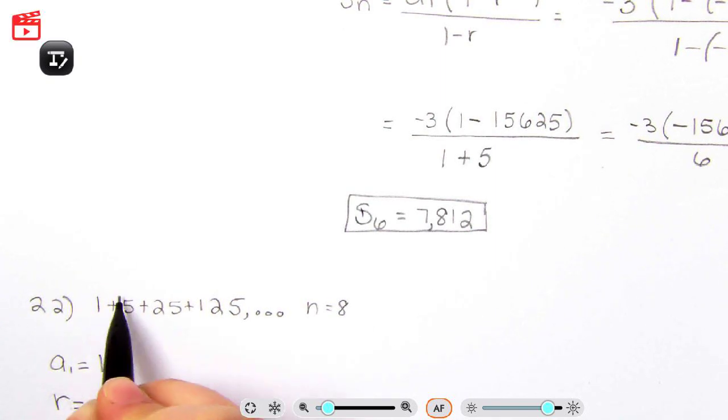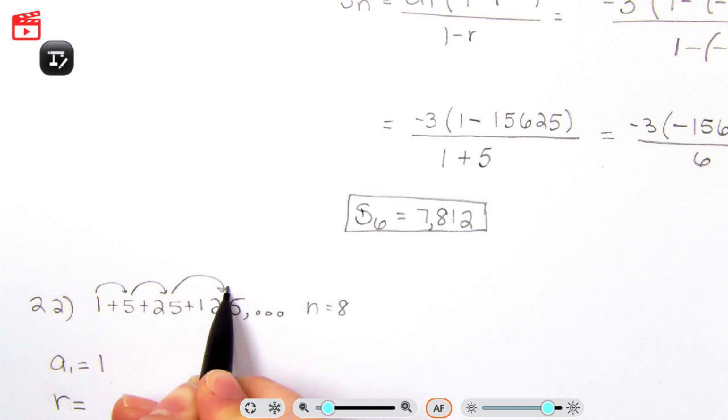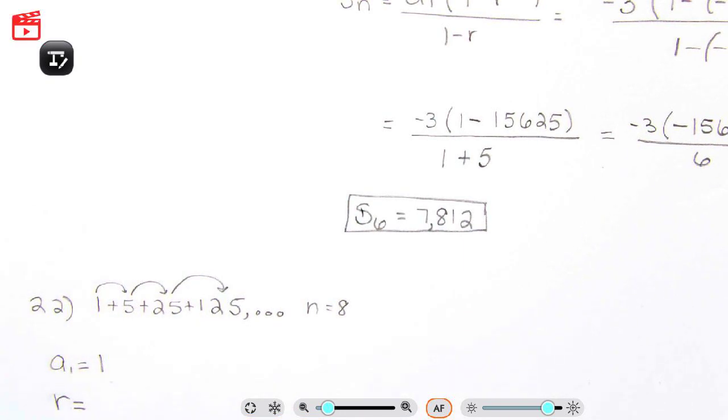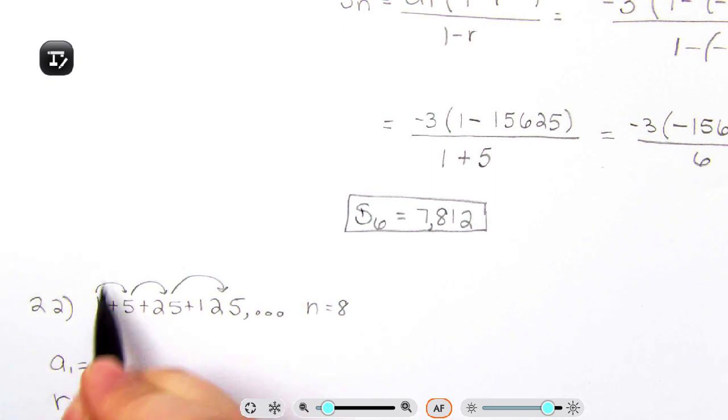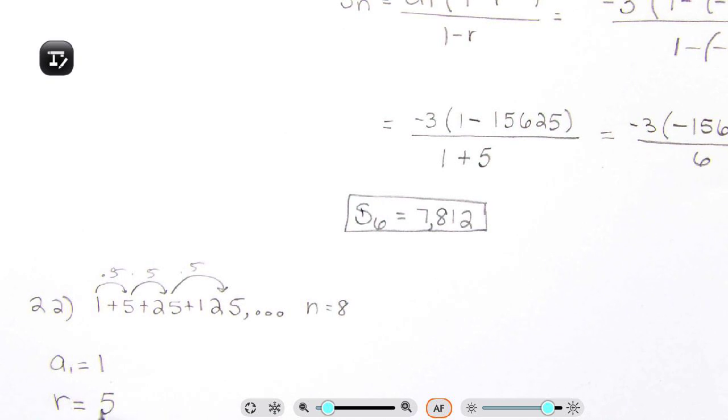Common ratio again is what happens from 1 to 5, from 5 to 25, from 25 to 125. And so you don't have to do what we did in number 21, which is to divide. If you can see the pattern, just go with it. So I'm going to multiply by 5 each time. So our common ratio is 5.